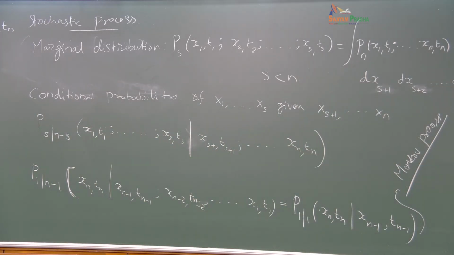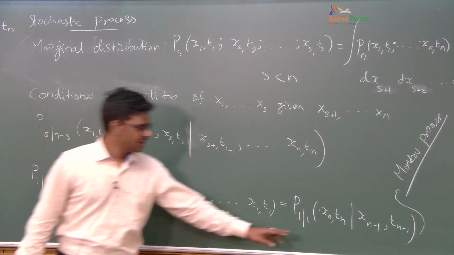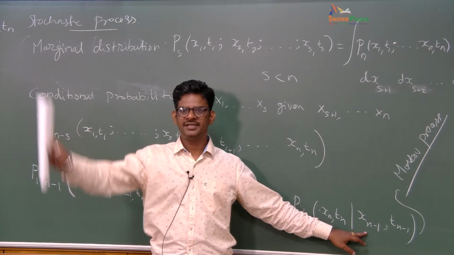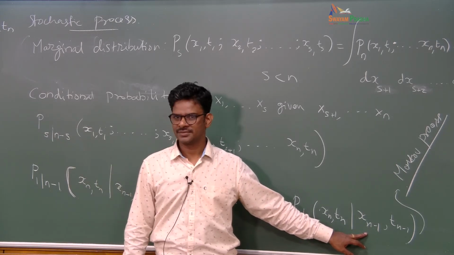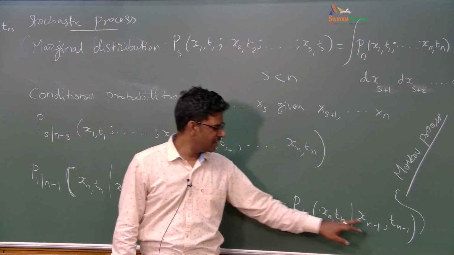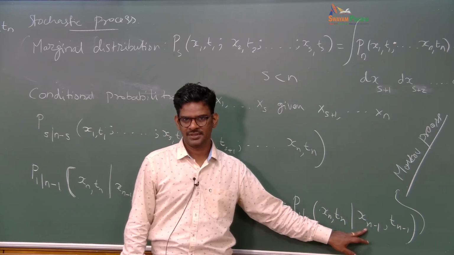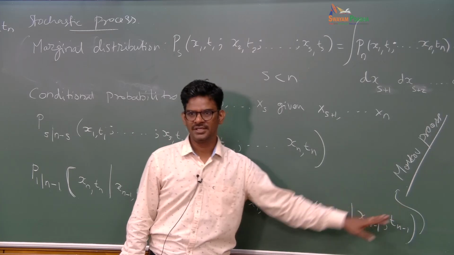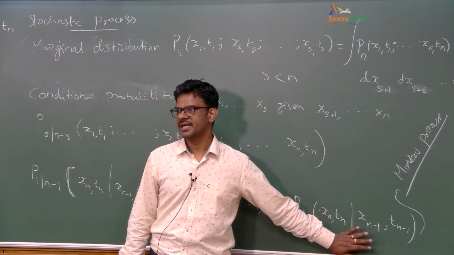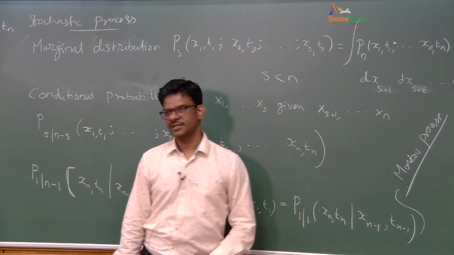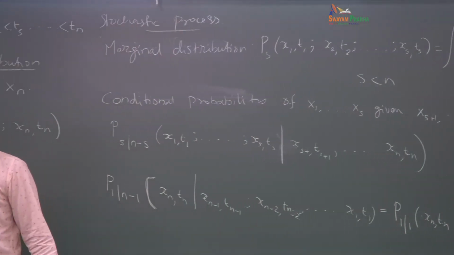Let me repeat one more time. When we write a conditional probability by specifying n minus 1 terms and asking the probability of the nth term, there are some special kinds of process where this conditional probability depends only on the immediate past, not the distant past. Okay, xn depends only on the previous value n minus 1, nothing beyond. It doesn't depend on n minus 2, n minus 3. If there is a stochastic process that has this kind of conditional probability, we say that is a Markov process. How does it help us?